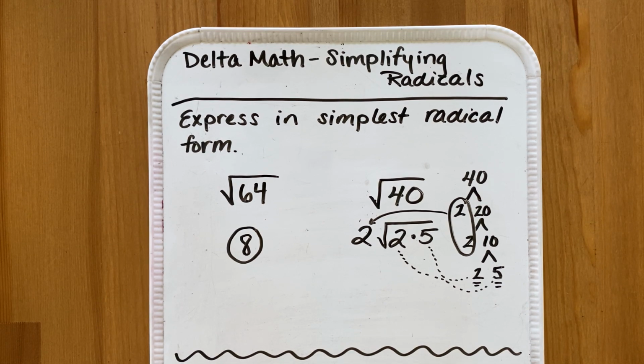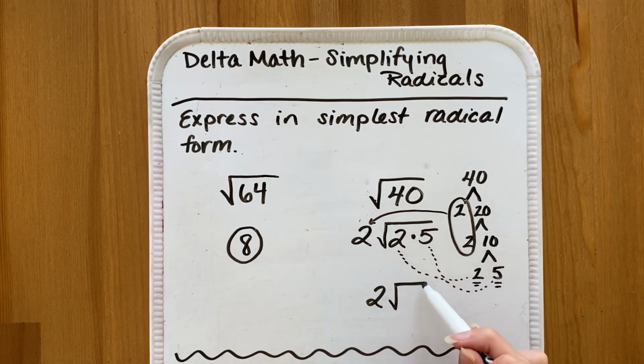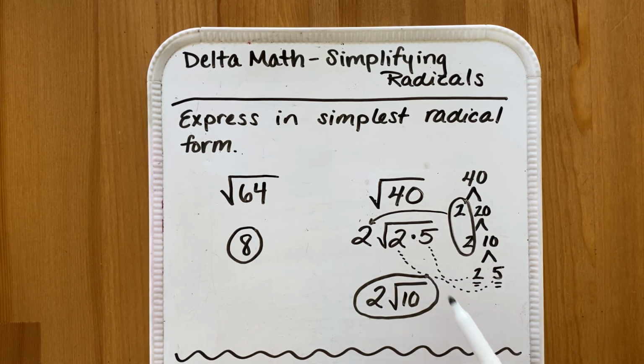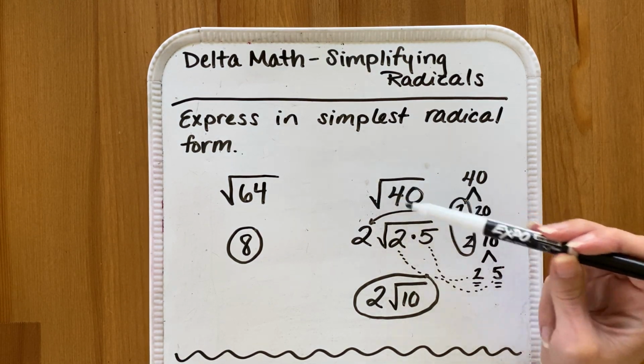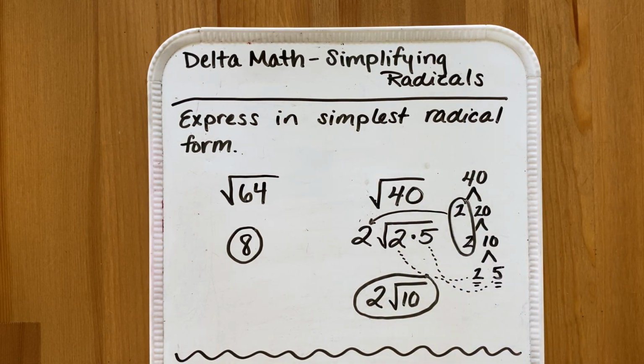Now, if you do have more than one number left either on the outside or on the inside, you should multiply those things together. So my final answer will look like 2 square roots of 10. Now, again, you can check this on a calculator by typing in this. It'll give you a decimal, and then typing in this number, it should give you the matching decimal. They should be the same.